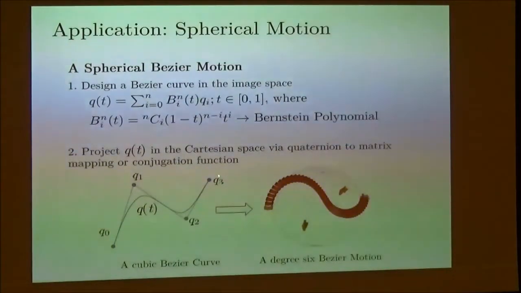Now, if this is a cubic Bezier curve, the motion that you get in the Cartesian space is actually a degree 6 motion. The reason behind that is that the conjugation function involves the quadratic terms of the quaternion. If you look at the matrix, you also have the quadratic terms, which means a degree 3 quaternion curve will translate into a degree 6 motion, twice of that.